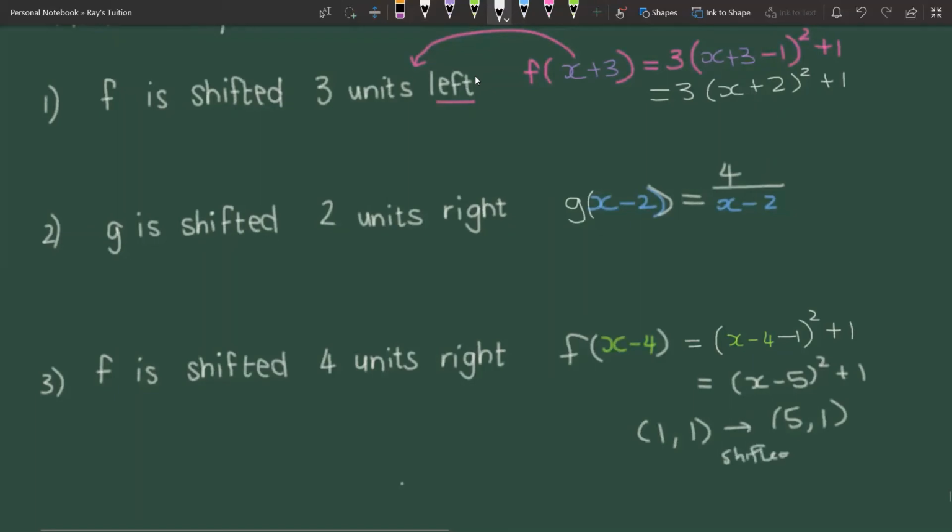I hope you've understood this video. Please make sure that you are watching the previous videos on functions before the interpretation. You first need to understand the graph before we can understand the interpretation.